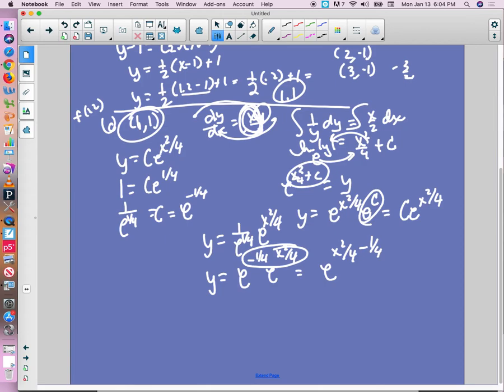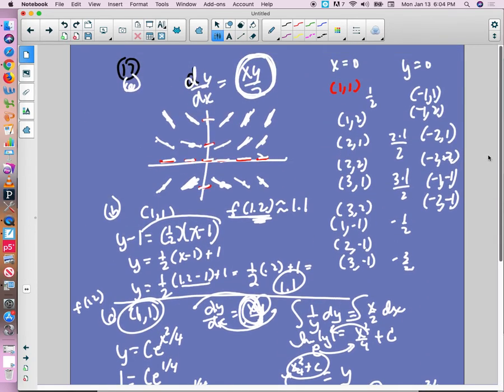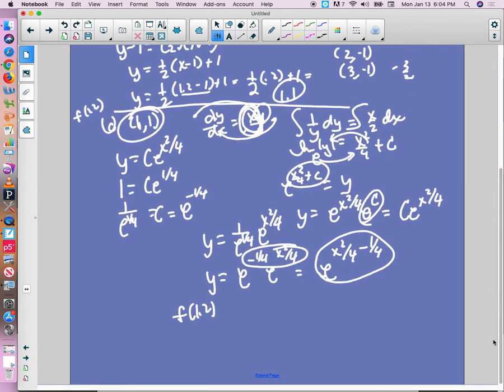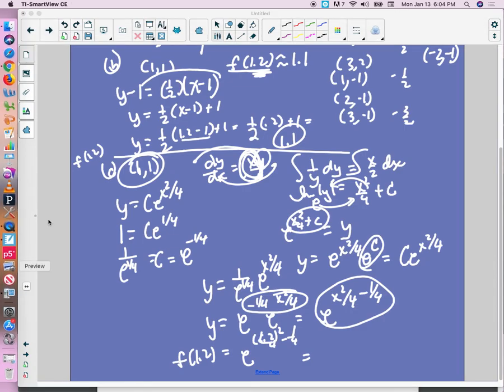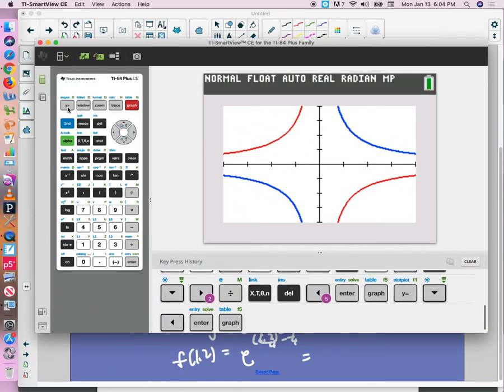Now, with a calculator, I'll actually find f of 1.2. What we just did was find the equation that would fit on this slope field if you graph it, which we're not going to do right now. f of 1.2, I would say e to the 1.2 squared over 4 minus 1/4. So I guess we'll do that on the calculator. You're going to be working a lot more with e and ln, so make sure you're doing your homework.